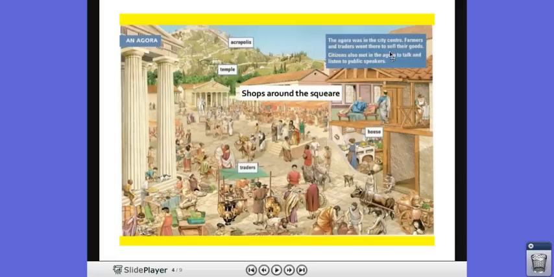The agora was in the city center. Farmers and traders went there to sell their goods. Citizens also met in the agora to talk and listen to public speakers. And you can see right here this little stage. This might be where they had a public speaker for the day, or several public speakers for the day.